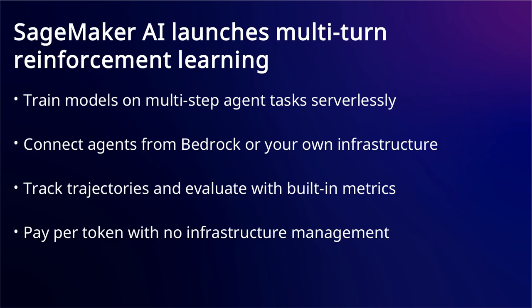You can train models on multi-step agent tasks without provisioning infrastructure, connecting your agents from Amazon Bedrock AgentCore Runtime, Amazon EKS, EC2, Fargate, or custom environments. The service manages the full training loop including rollout orchestration and trajectory collection. You can track trajectories and evaluate models using built-in MLflow tracking and evaluation jobs that report reward, pass at K, and trajectory metrics before deployment. You pay only per token processed with no infrastructure to manage, enabling you to specialize smaller models to match larger model accuracy on your workloads.